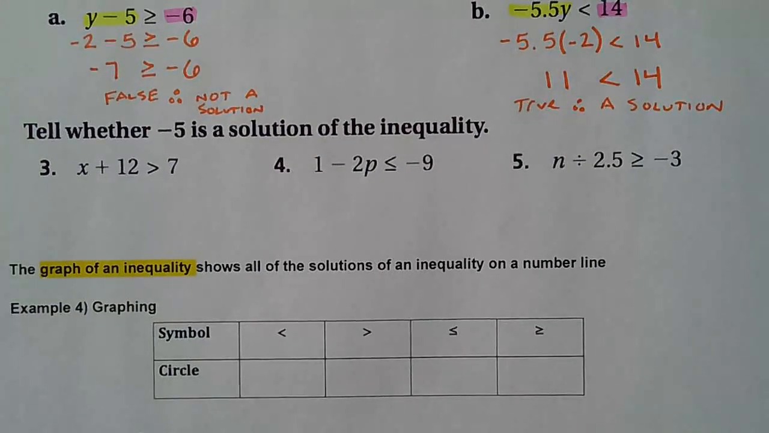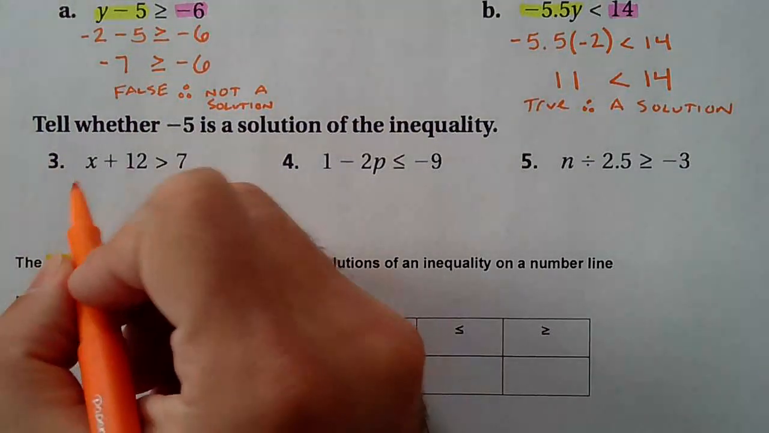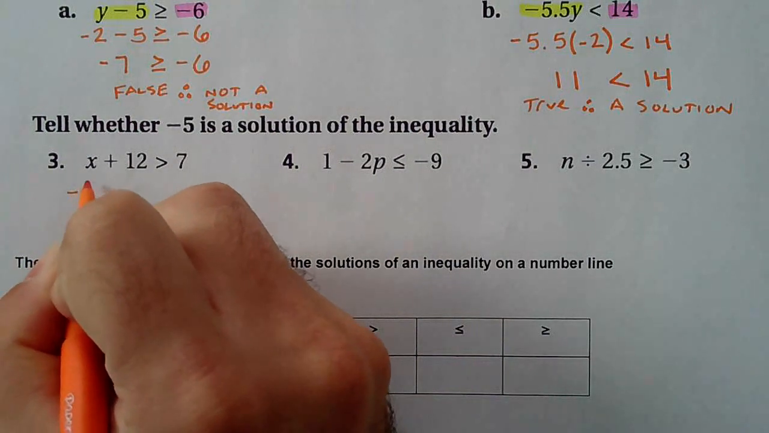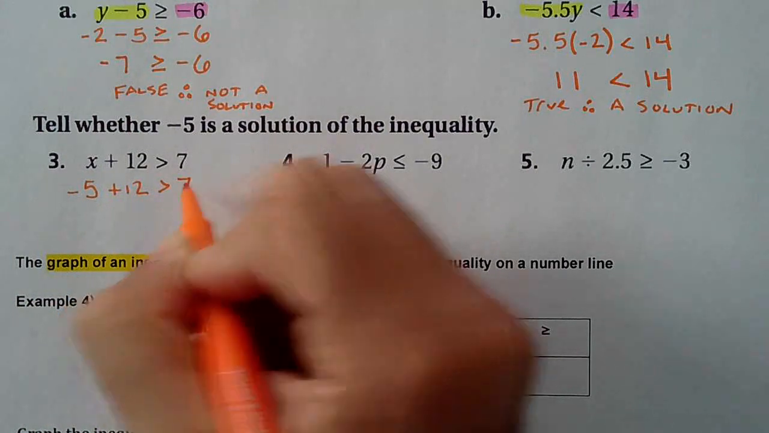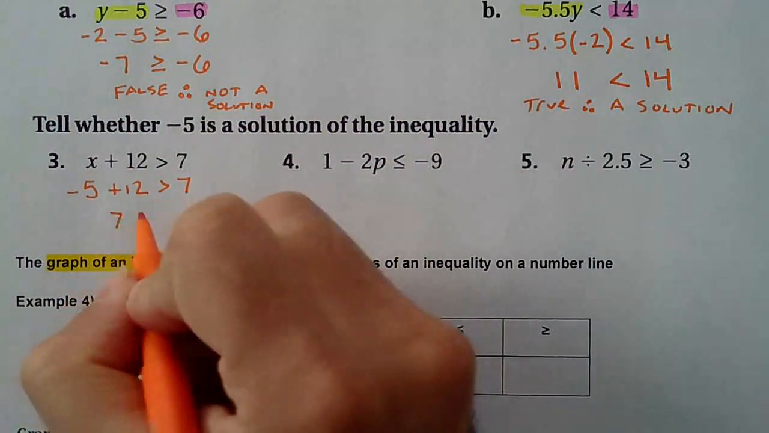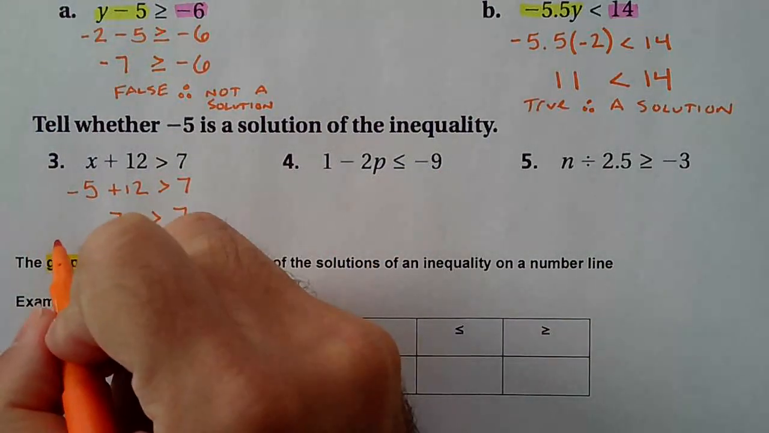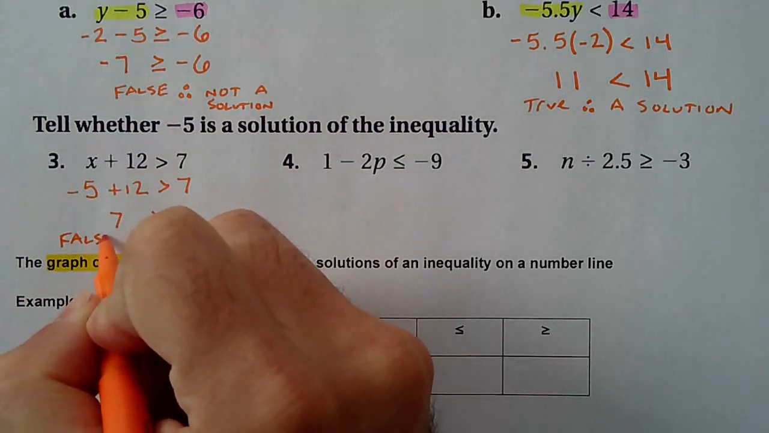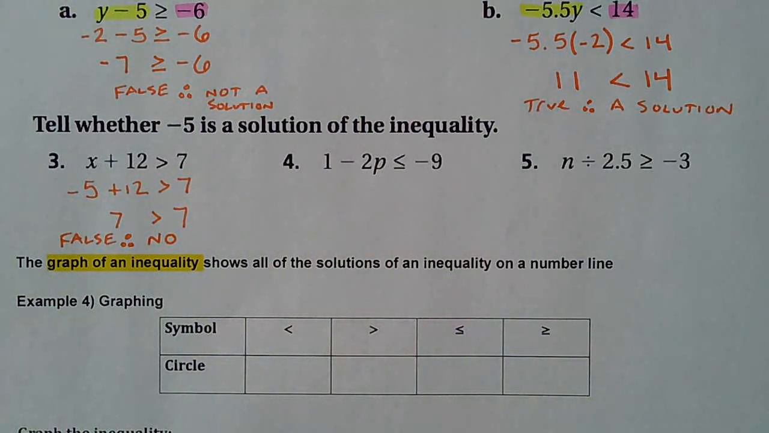Let's look at 3. We'll do the same thing. So tell whether -5 is a solution of the inequality. Why don't you go ahead and answer this one on your own? All right, so I'm going to put in -5 for x plus 12 is greater than 7. -5 plus 12 is 7. Is 7 greater than 7? That is no. That is false. Therefore, no.